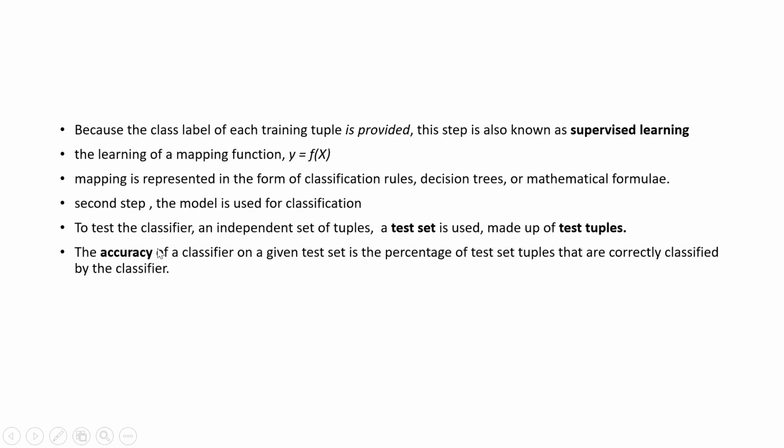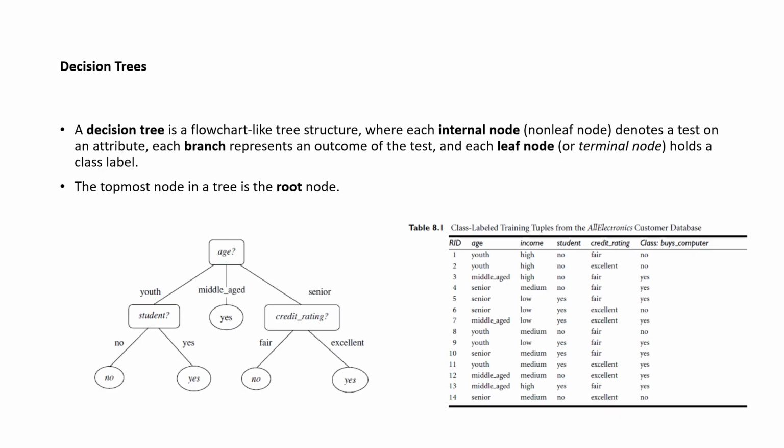There are also other measures to decide how good our model is, which we will come to discuss later. But accuracy means, out of the total number of tuples, how many are correctly classified. This is one measure of how good our model is. So this is how classification is formally defined. Now we'll move on to decision trees. Decision trees are one method of model building.